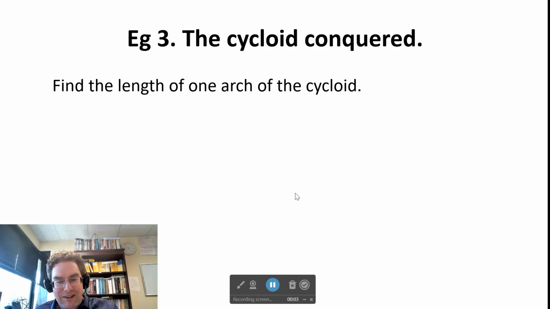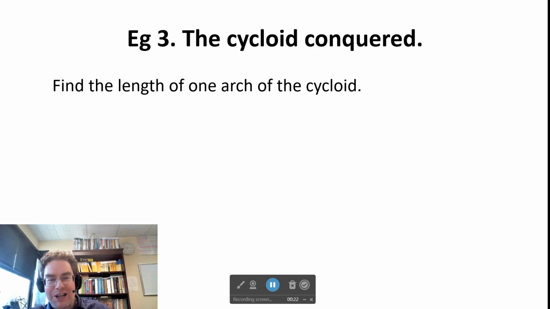Hey class, all right, time for example 3, last one. And for our grand finale here, we are going to compute the length of one arch of the cycloid. Of course, the cycloid keeps going on forever. You could say it has infinite length, but if we just narrow our focus to one of those humps, it is something we could do for sure.